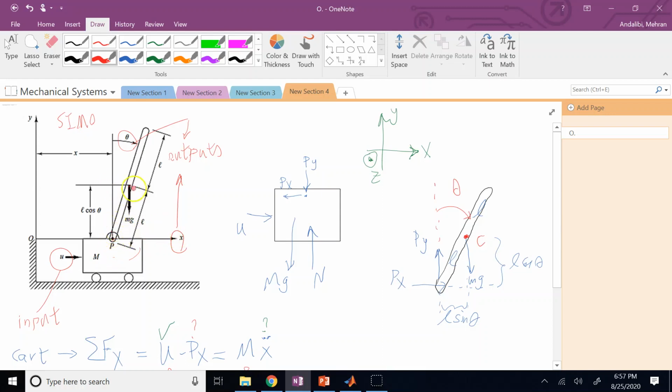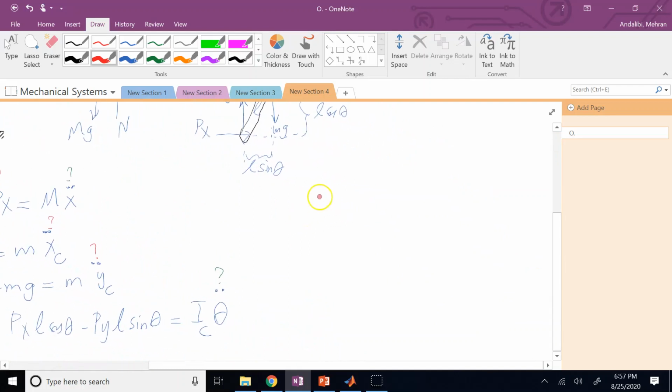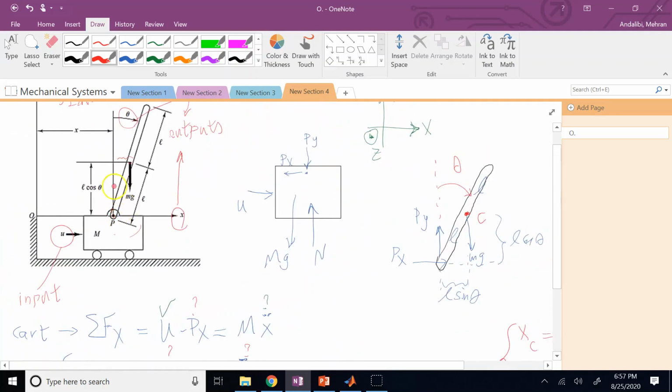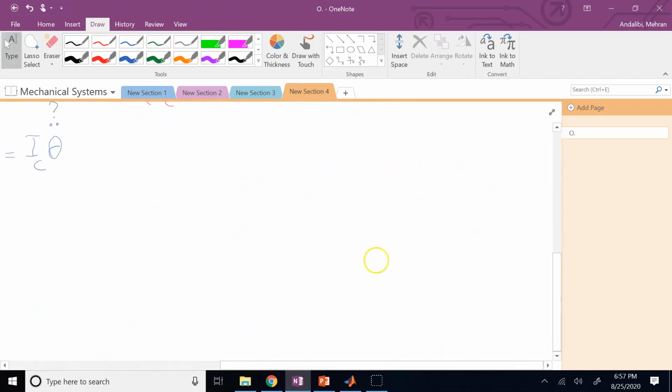Well, if you see, it's this much, which we found was called x, calculated to be L sine theta. If you add that to x of P, that's going to be x of C. So clearly from kinematics, x of C is x of P plus L times sine theta, but x of P was x itself. What about y of C? Y of C is y of P plus L cosine theta, right?